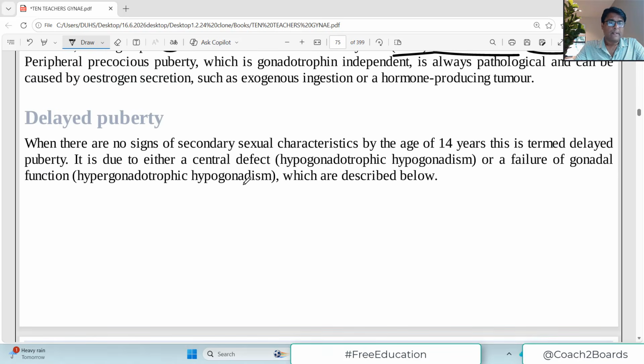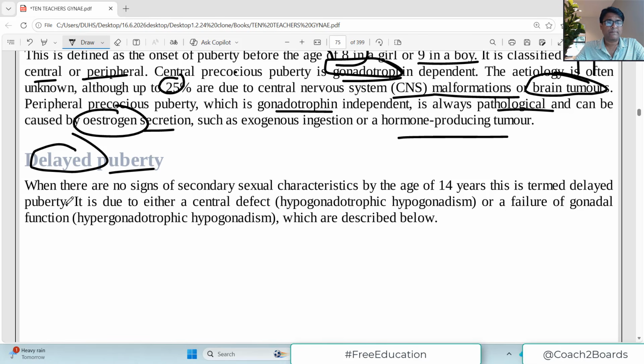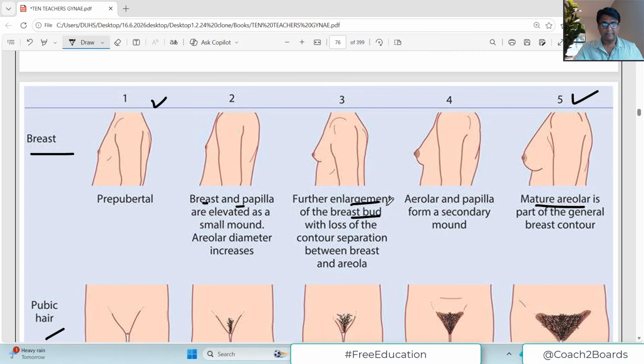Peripheral precocious puberty is gonadotrophin independent, because centrally everything is fine. It is always pathological and can be caused by estrogen secretion from somewhere else, such as a hormone producing tumor in the periphery. The term delayed puberty, as the name indicates, is used when there are no signs of secondary sexual characteristics by the age of 14 years. It can again be because of central issues, which means the hypothalamus is not working fine, hypogonadism, or a failure of gonadal function, which we will discuss in a minute.